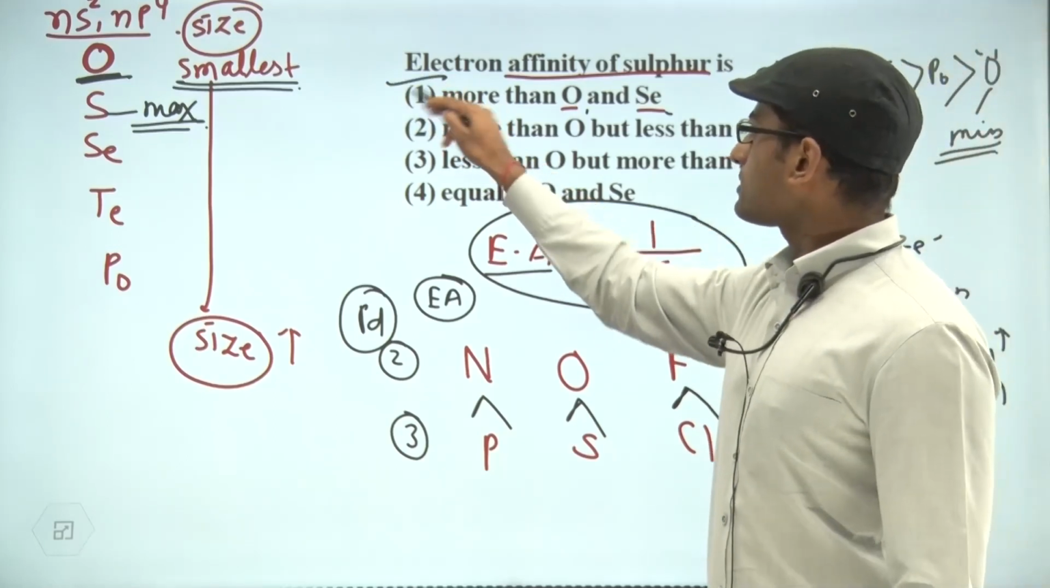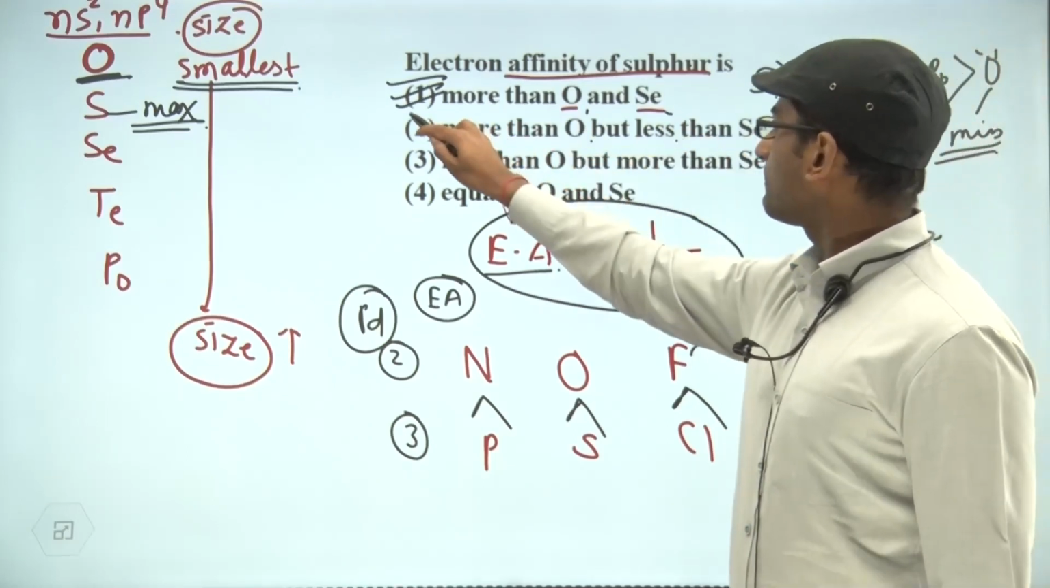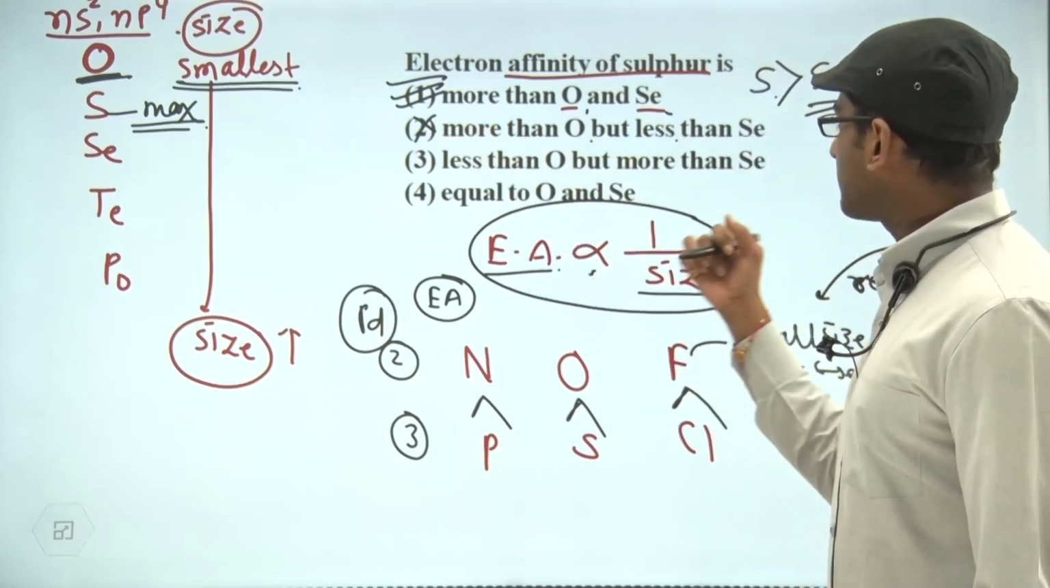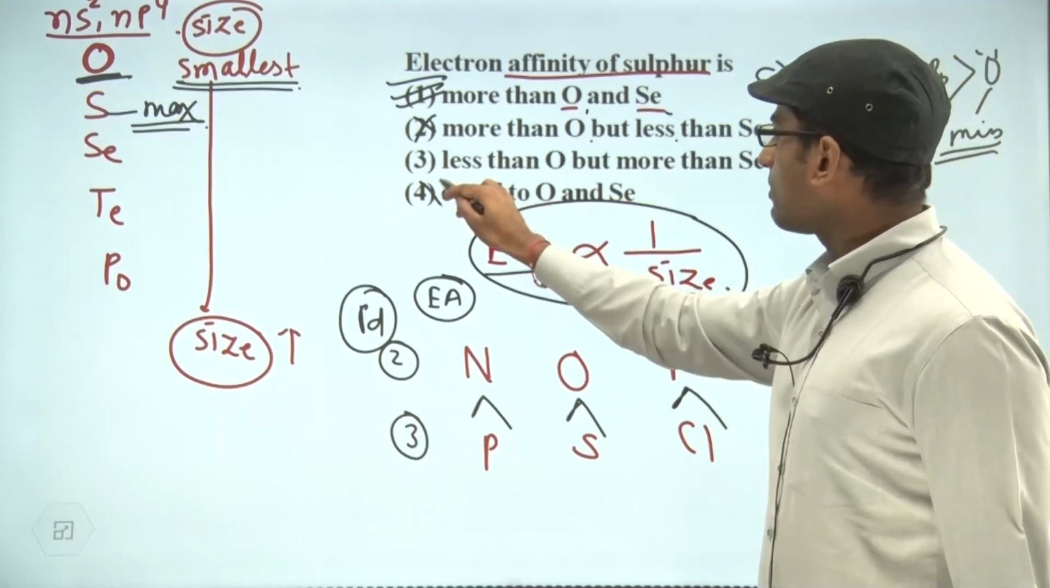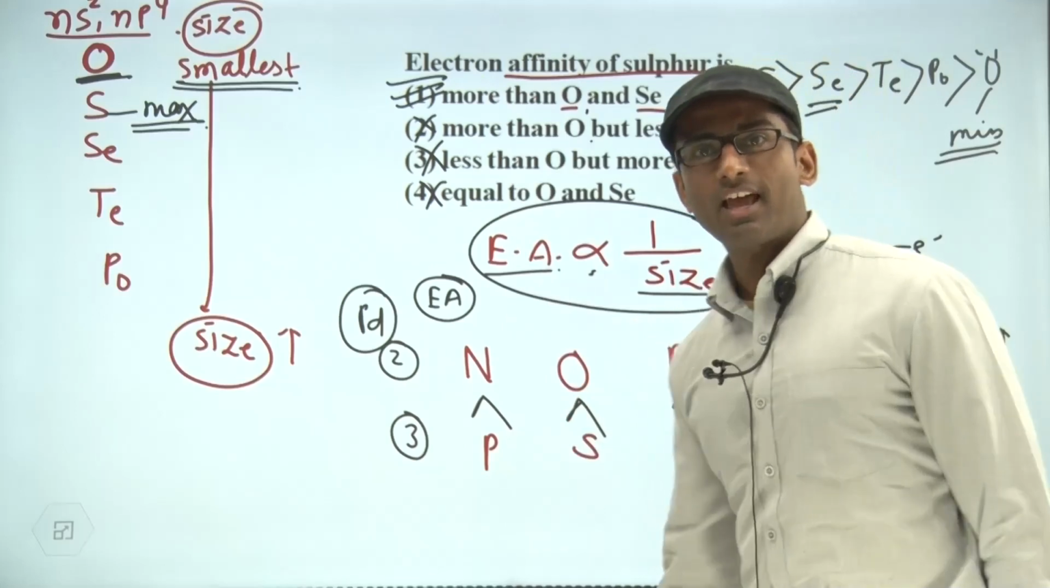It means the first option is correct here. More than oxygen but less than selenium, not possible. The rest of these are wrong statements. Equal to oxygen, selenium, wrong. Less than oxygen, again wrong. Only the first option is correct here. Thank you.